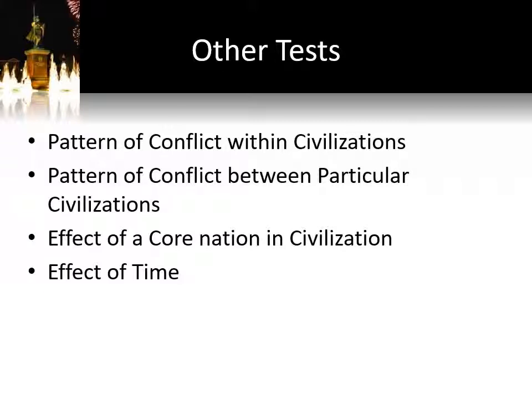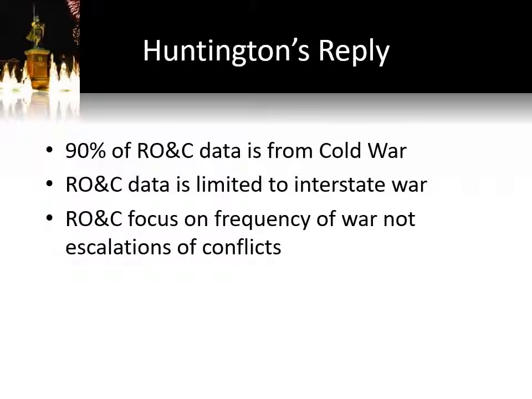Now, they do other tests, and we're already at 21 minutes here, but they look at other things that Huntington talked about. They use the same data, but code things differently. They create some new variables, or compare cases against each other to see if there are patterns. They test whether a core nation in a civilization moderates behavior. And they generally find that none of this has an impact. There's a lot more paper to read, and I can't go into all of it, or we'll be here all day.